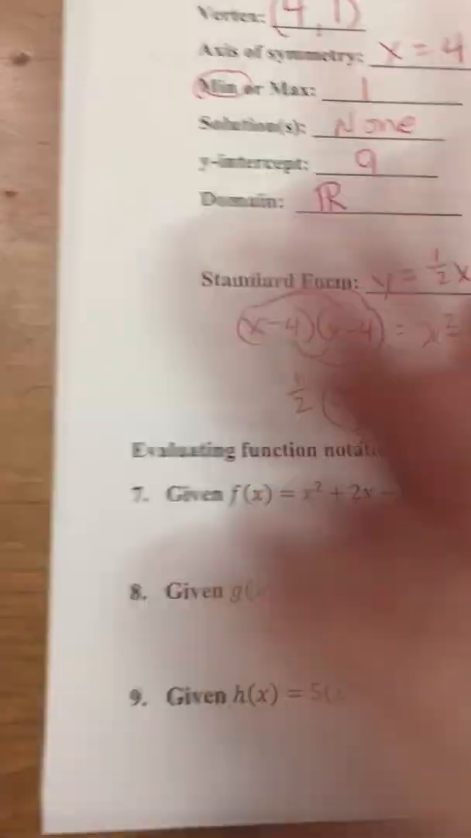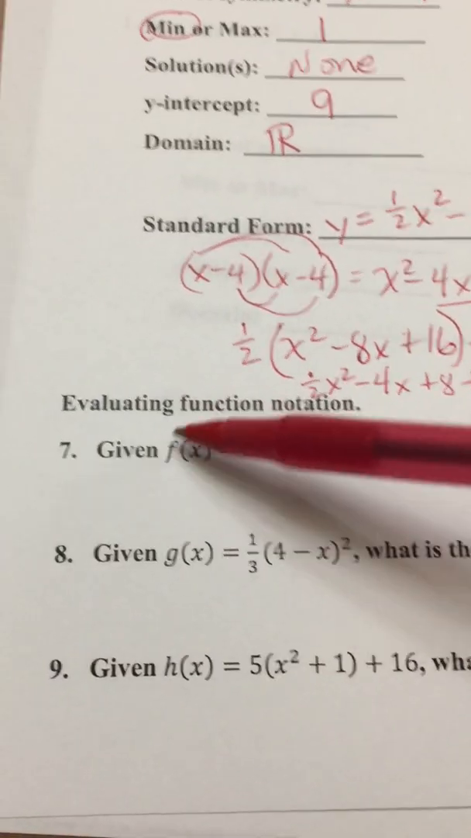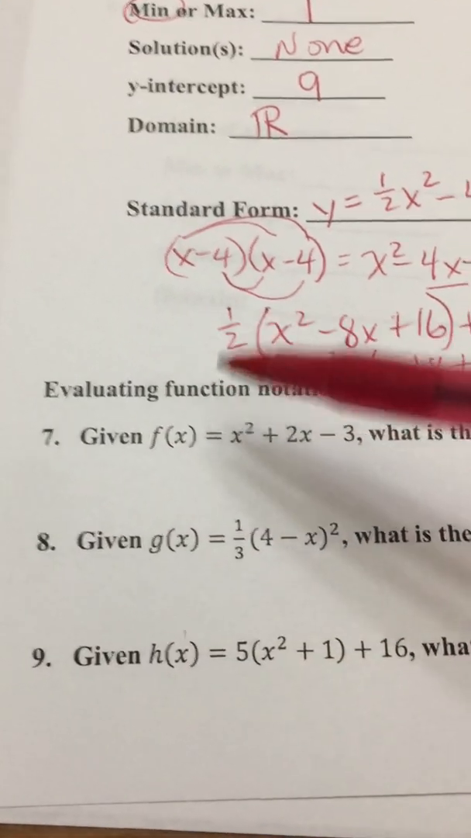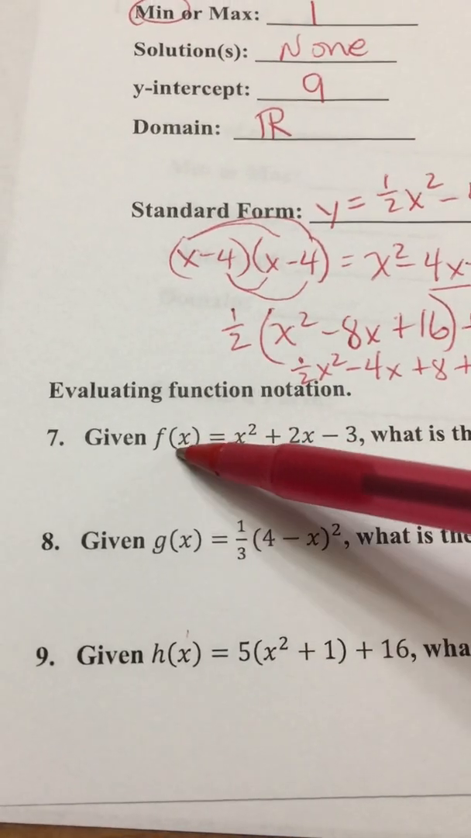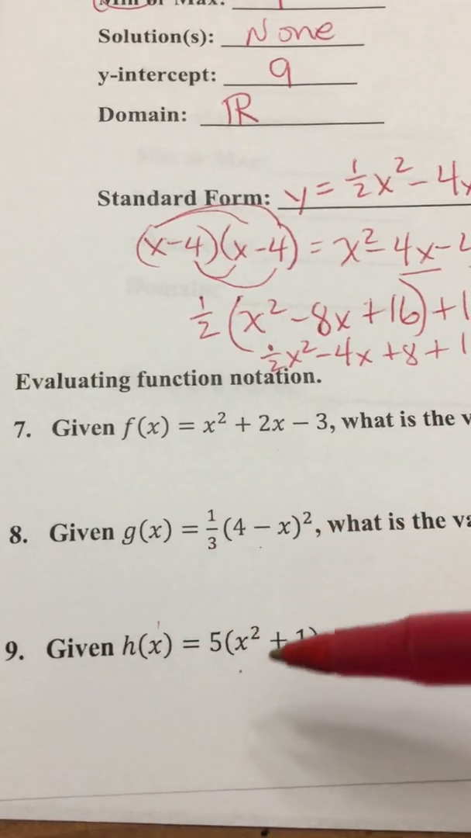The bottom part is old stuff from the very first 6 weeks, which is evaluating a function notation. Remember this f of x stuff, this is your function notation. So this is the equation they gave you. They say this is the f function, this is the g function, this is an h function. It's just a way for them to label different functions.